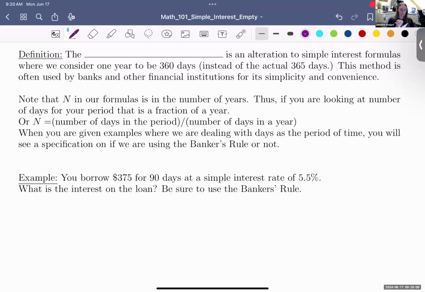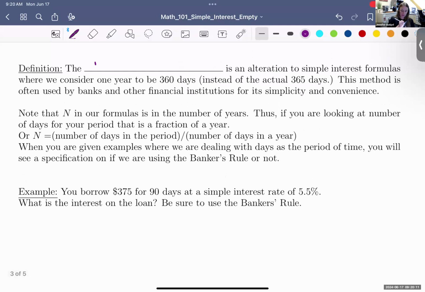All right, the banker's rule. The banker's rule is a slight alteration. Really, it just comes down to what we call N. So as you may or may not know, there are 365 days in the year.